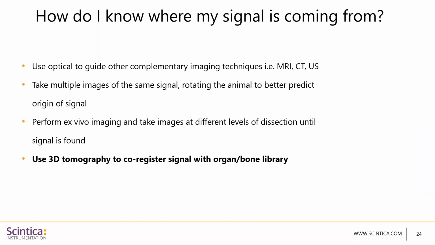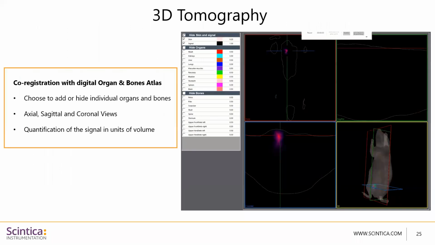And then finally, you can use 3D tomography to co-register signal with an organ and bone library. Here I'm showing a feature that the Newton system has. I believe there are other 3D tomography systems out there. I'm not as familiar with them, but I encourage you to explore those systems if you are interested in this feature. The Newton system, for example, allows you within the analysis to load an organ library and bone library. So you can actually choose which organs and bones you want to show, and you can see where your signal falls within that.